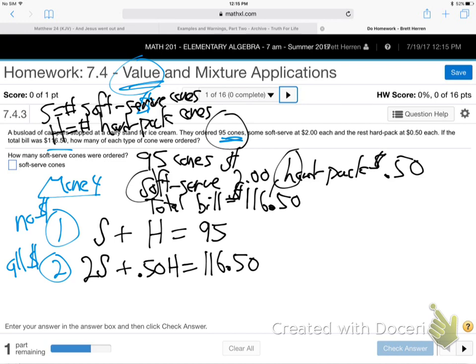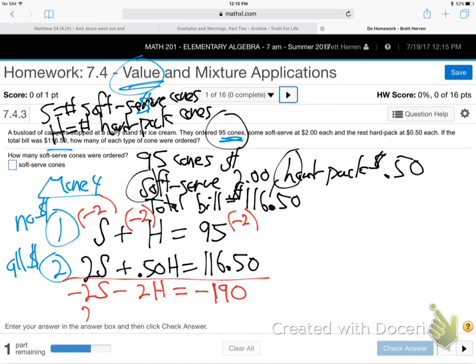To make it simple, for this whole section, money and mixture, I'm just going to always make the fronts be opposites. You can do other things, that'd be fine. I'm just going to make that a minus 2s, add it to the plus 2s, bye s, and solve it that way. I'm just going to do it that way every time. I'll just make the fronts become opposite. So here we go, minus 2, minus 2, minus 2. So what do we got? Minus 2s, minus 2h, minus 190. The bottom is 2s plus 0.50h is 116.